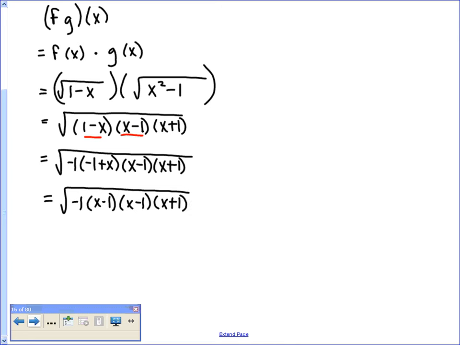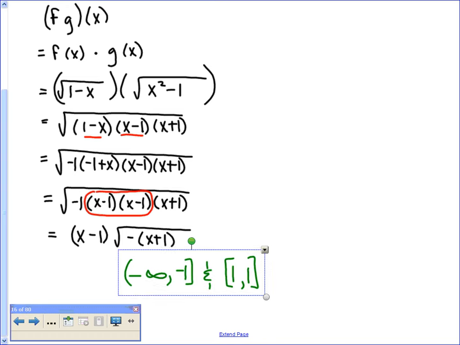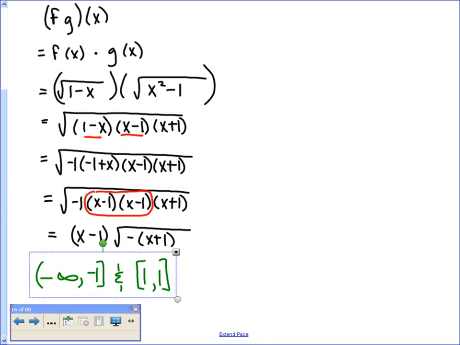And the whole reason I did that is because now you see that we have a pair of x minus 1s. And if I have that pair of x minus 1s, then I can take it out. So the square root of that would just be x minus 1. And it has to be in parentheses, times the square root of negative x plus 1. Okay, and so now we have that simplified. And our domain is going to be the same domain that we had previously.